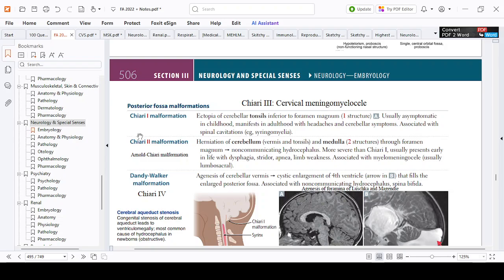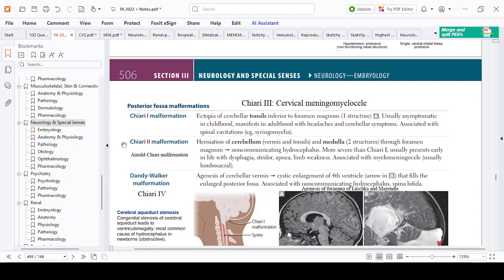The key association we already discussed: myelomeningocele with Chiari 2, and in Chiari 2 the brainstem involvement is severe. It occurs in babies because the symptoms appear early. It's severe, and there will be hydrocephalus. Then we have the Dandy-Walker malformation. The problem is that the cerebellar vermis is absent; there will be agenesis of the cerebellar vermis. The fourth ventricle enlarges and becomes a cyst-like structure.